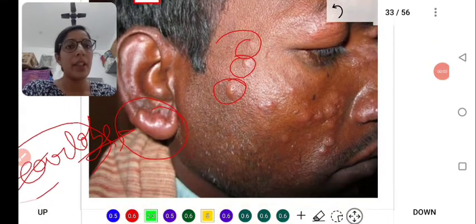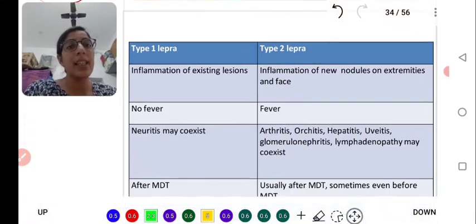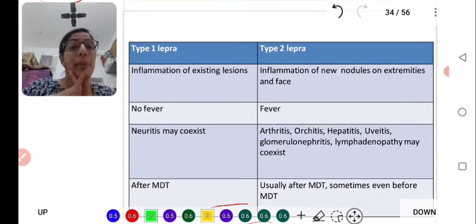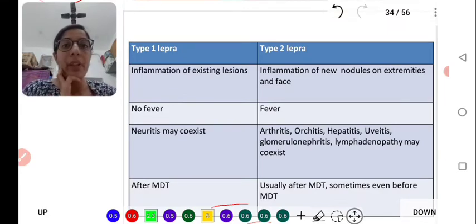Let's continue with the next slide. The next slide is about the Lepra reactions, but before the Lepra reaction, we are going to discuss two things, that is multibacillary and paucibacillary.